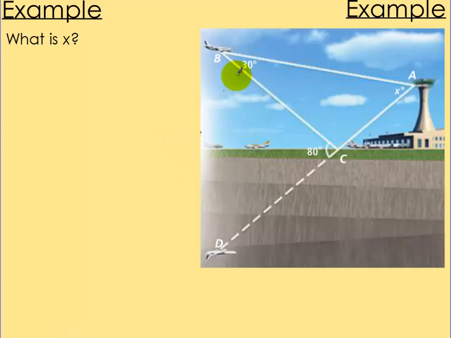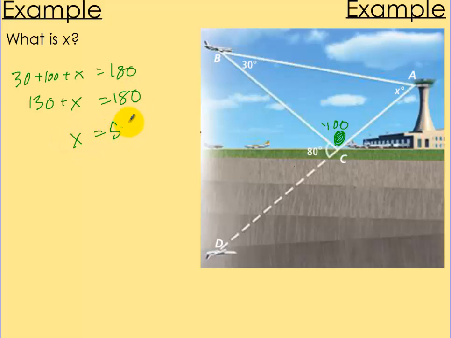All right, let's solve for x. So I got, this is angle 30, this is x, and this exterior angle is going to be 80 degrees. So to solve for x, let's see what I can do. Well, if this is 80, I know this right in here, there's two ways to do this. This right in here has to be 100. So then I can just do the triangle. They have to add 180. So we got 30 plus 100 plus x equals 180. So 130 plus x equals 180. And that means x has to equal 50.